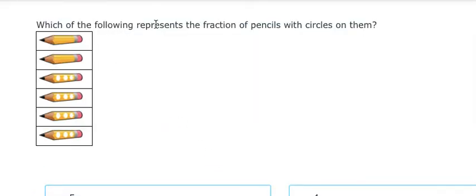Which of the following represents the fraction of the pencils with circles on them? So first we'll count all of these pencils. First there are 2 plus 4 that equals 6. So 6 will be the denominator. So let's find out how many circles there are. There are 4. So 4 divided by 6. Sorry.